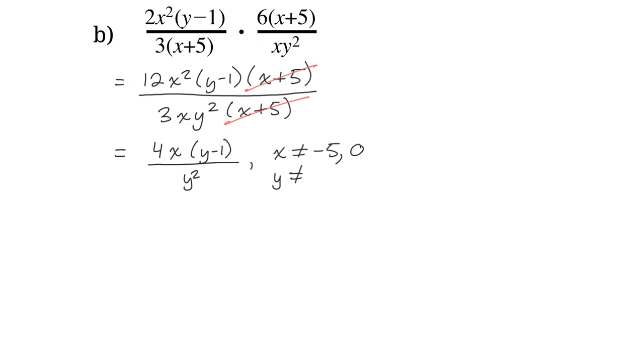And as you can see, we do have a y squared in the denominator. So if y is equal to 0, y squared is just equal to 0. So y cannot be 0.